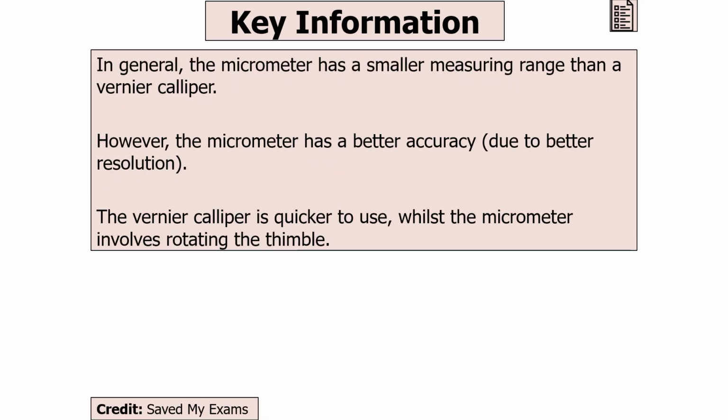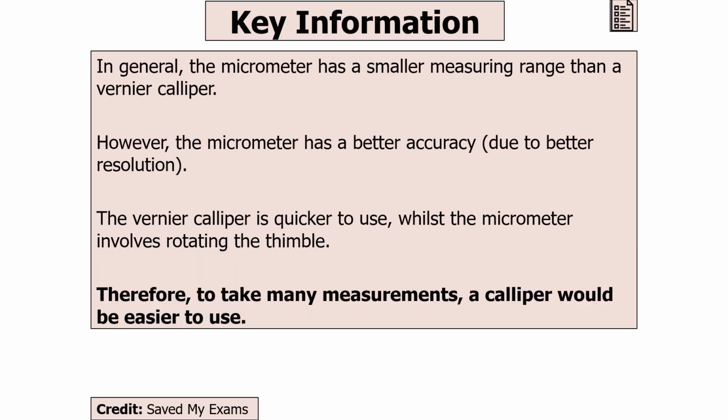Now in general, micrometers have a smaller measuring range than a vernier caliper. However, the micrometer has a better accuracy due to having a better resolution. Now the vernier caliper is quicker to use, whilst the micrometer involves rotating the thimble. So we can say that to take many measurements, a caliper will be easier to use.